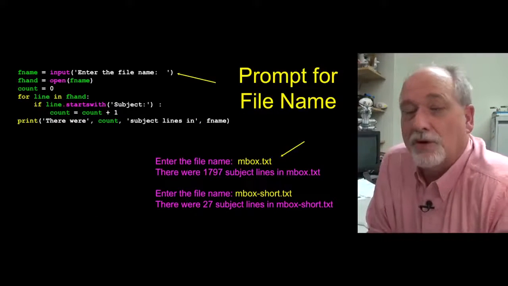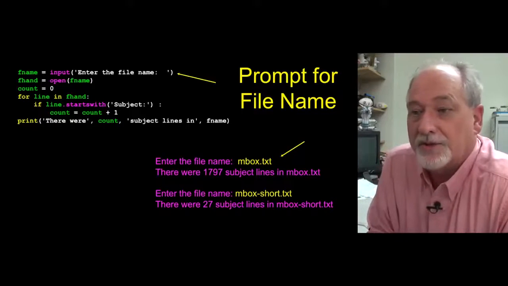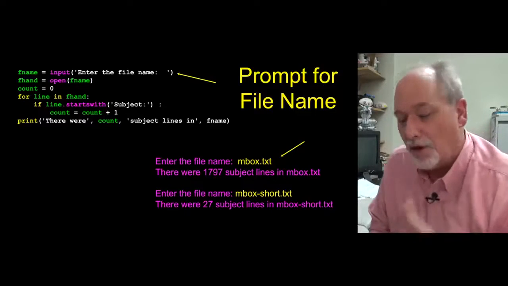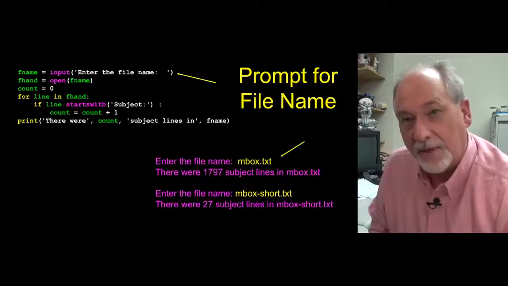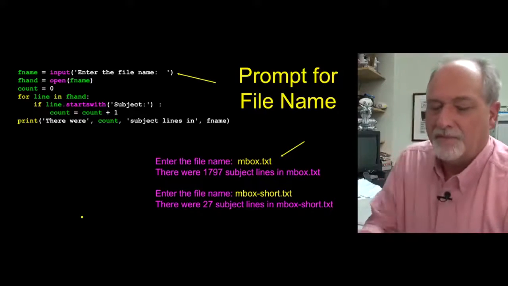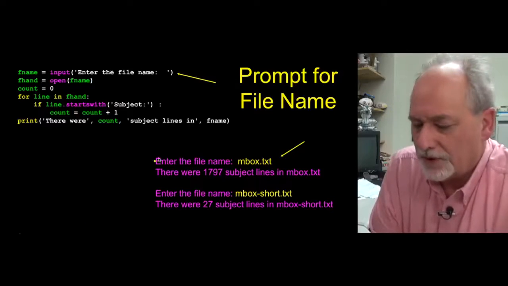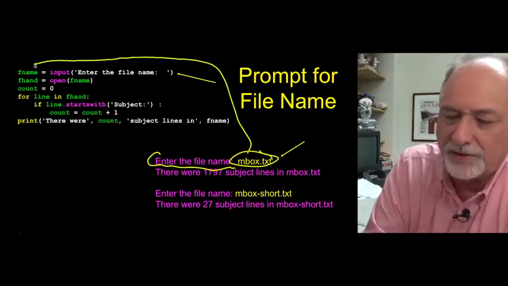Sometimes you'll have programs that want to read different files. Often I give assignments where I say, show me how this program runs on the short file, and then show me again how it runs on the long file, just like this. And so the way we do that, to input the file name, instead of making the file name a constant to the open call, we make the file name an input. So we just run an input statement, which gives us a prompt, and then we type mbox.txt, and then that shows up in this variable fname.